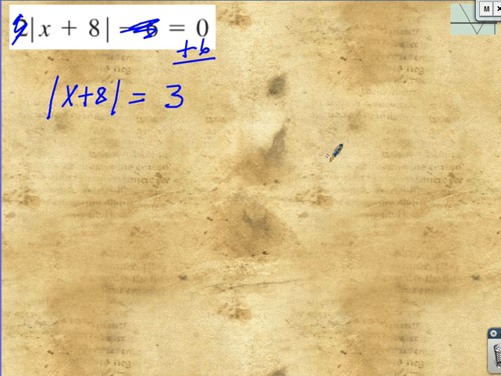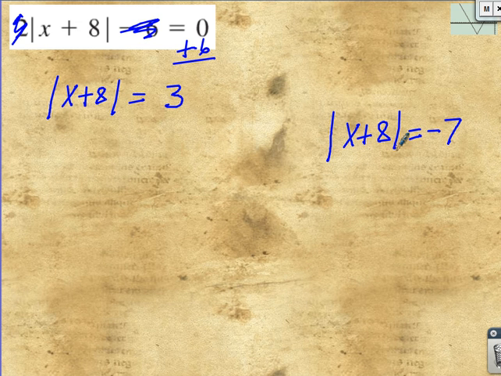I do want to caution you on something, though. Let's say this was my problem. Let's use some common sense, please. The absolute value of x plus 8 equals negative 7. Jordan, tell me one more time. What does absolute value bars do? Makes things positive. Can you take the absolute value of anything?